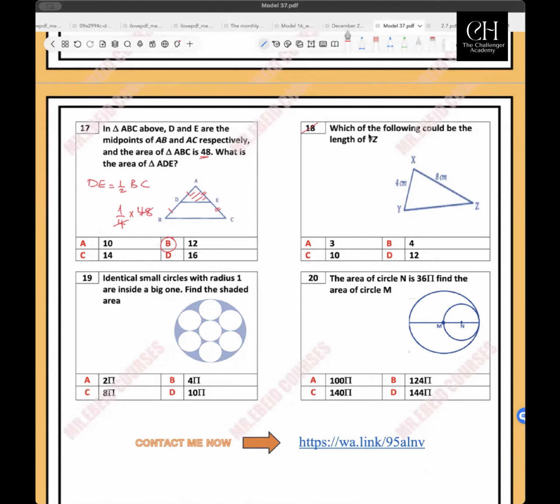Let's move to 18. Which of the following could be the length of YZ? This is YZ. You know that to find the length of the third side, you have to add and subtract. 8 minus 4 will be 4, and 8 plus 4 equals 12. It means that the length of YZ lies between 4 and 12. So we will choose a number that lies between 4 and 12, which is 10. So the answer is C.